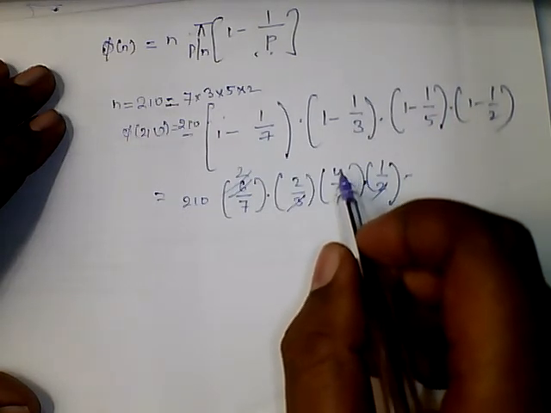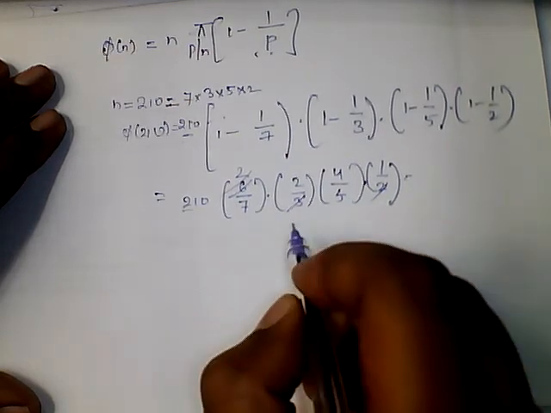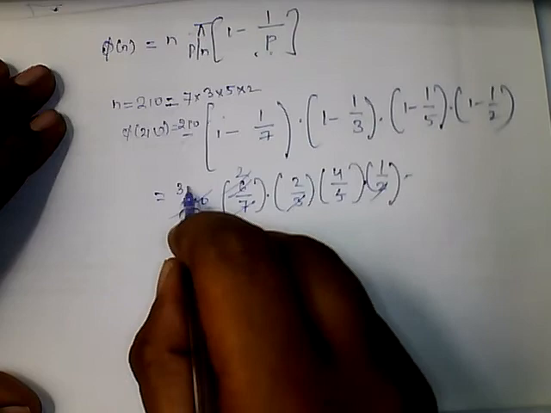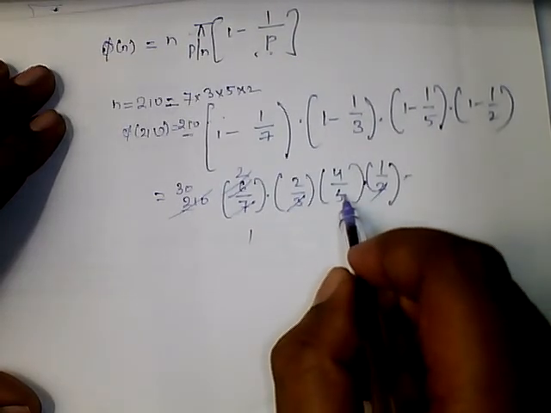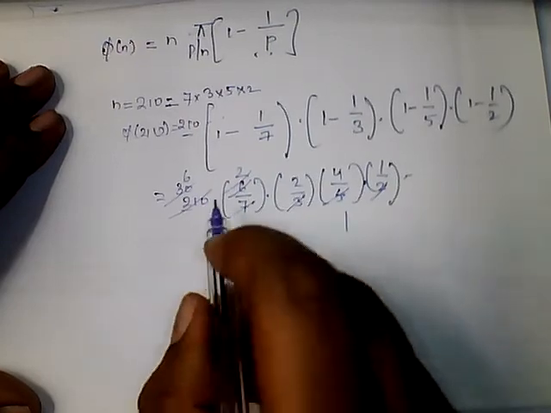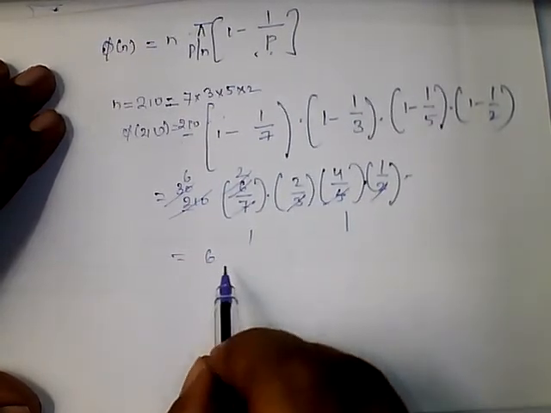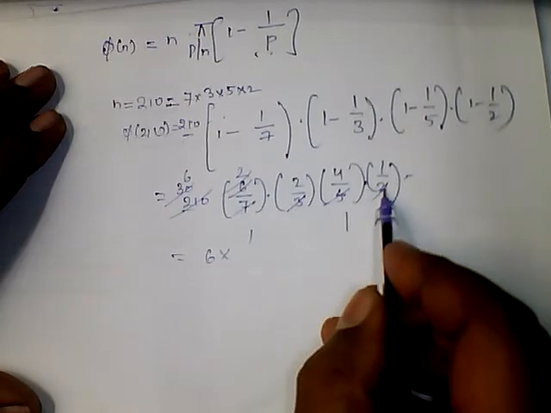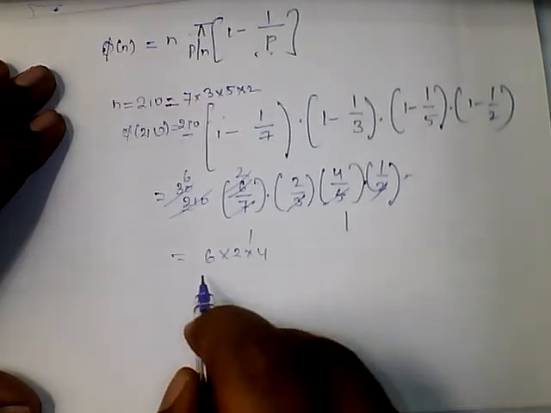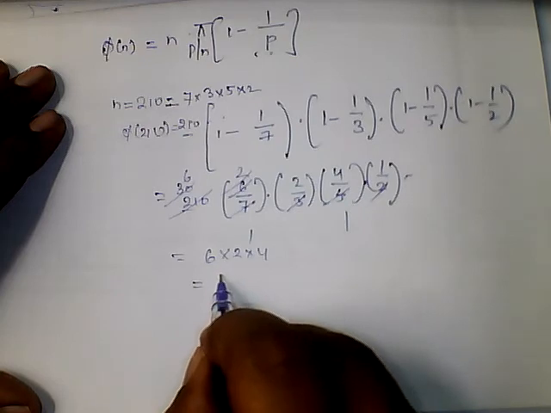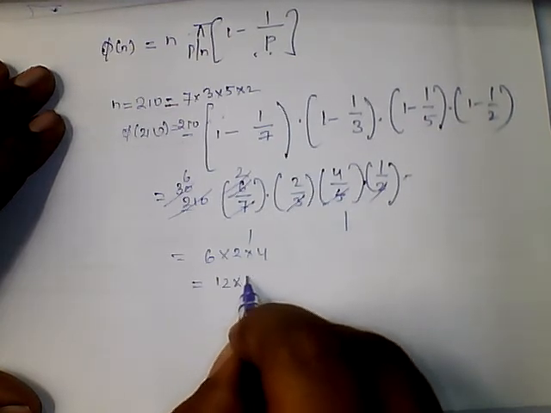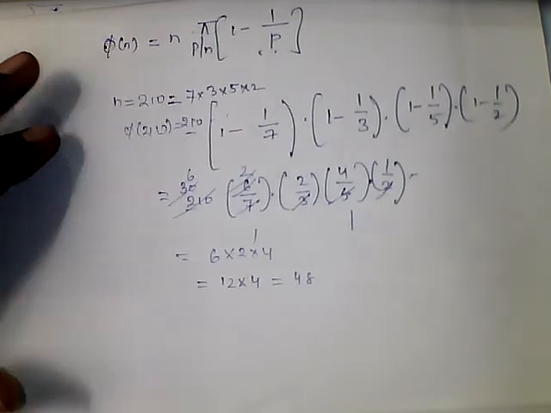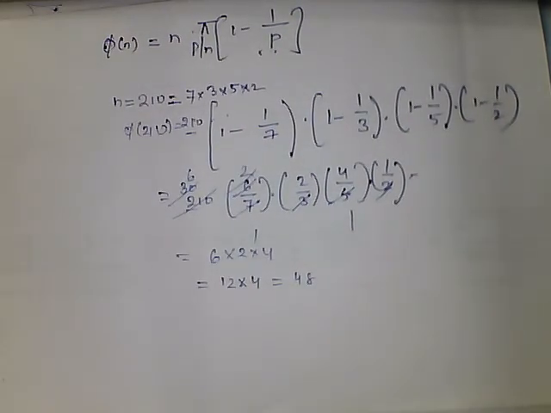We have 6, that is 2, and we have to multiply with 210. 7 3 is 21, 30. Now 30 can be divided by 5, 5 6 30, but we are left with 6. 6 into 2 is cancelled by this 2. 6 into 2 into 4. Sorry, 6 into 2 is 12, and 12 into 4 is 48. So this is the product formula to find the Euler phi function.